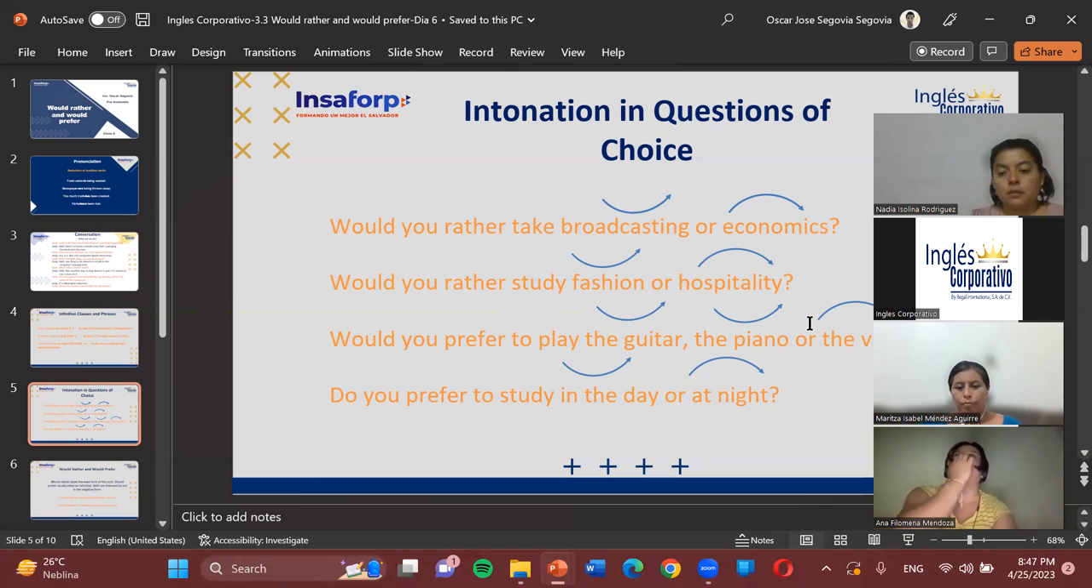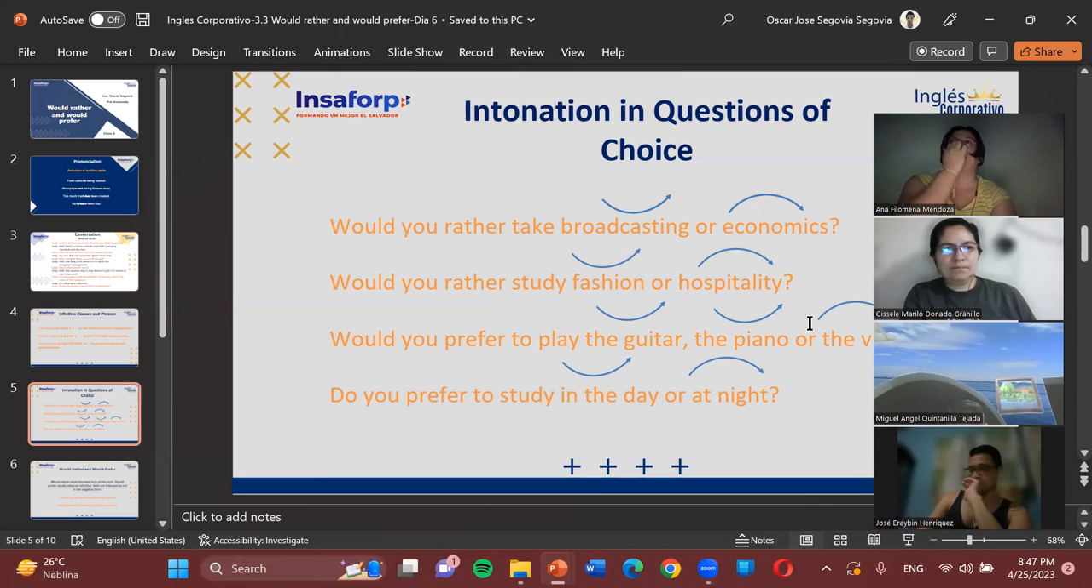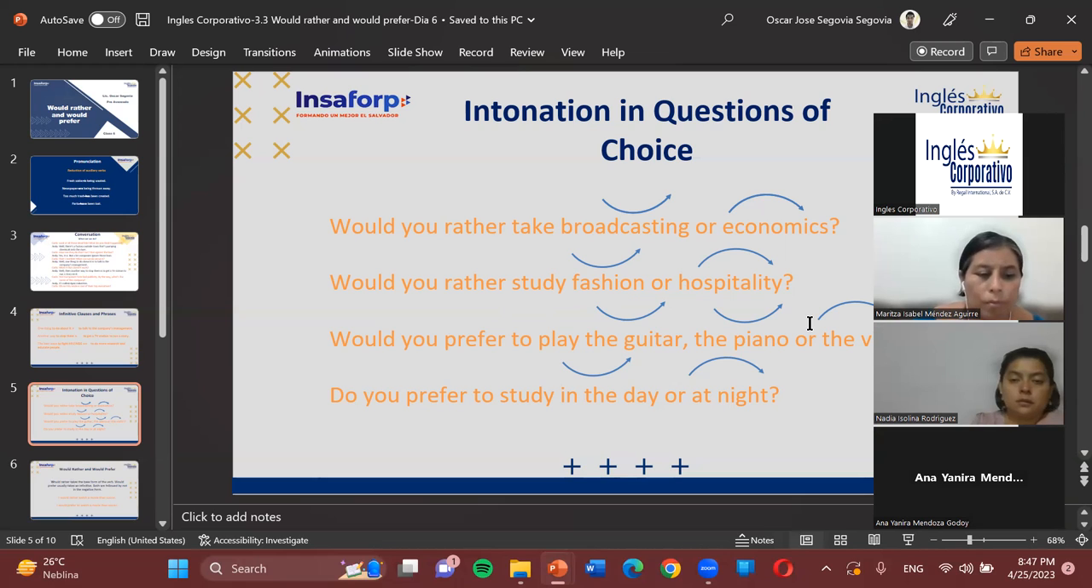All right. Let's hear someone else. How about we hear from Maritza? Okay. Would you rather take broadcasting or economics? Would you rather study fashion or hospitality? Would you prefer to play the guitar, the piano, or the violin? Do you prefer to study in the day or at night? Nice, very nice. Thank you, very well done.